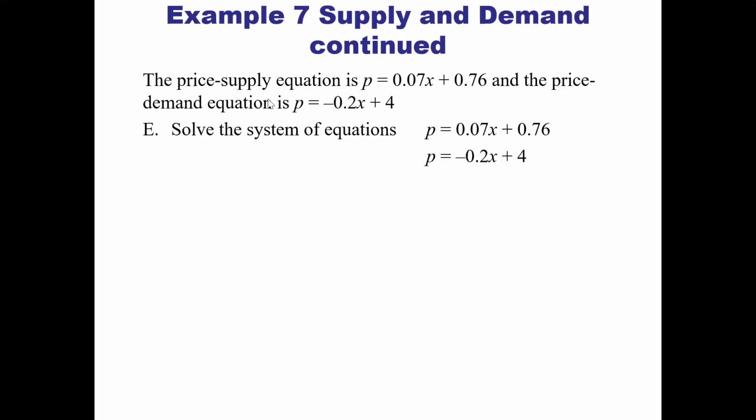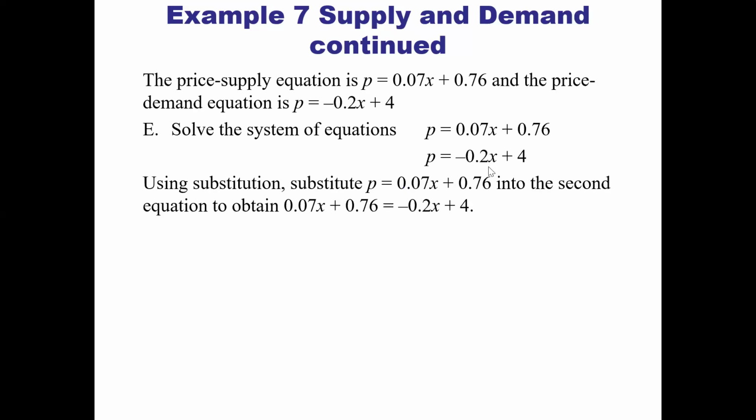All right, so now we want to solve this system of equations to find the equal point. We have those two equations, and what we're going to do is substitute one into the second equation. We set the two equations equal, solve for x, and we get x equal to 12, which is 12,000 pounds.